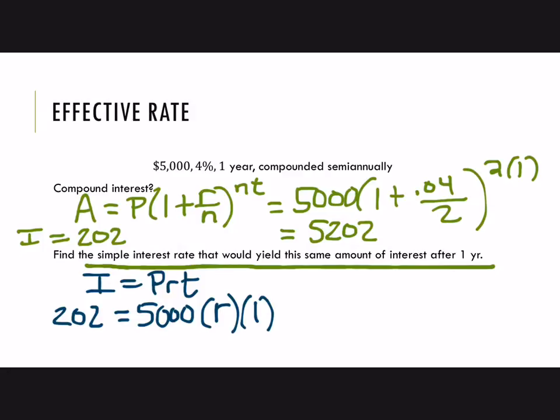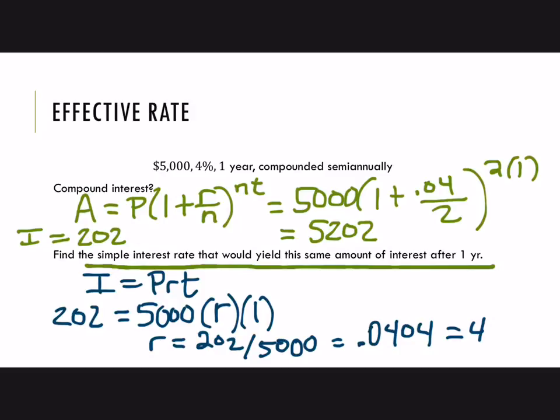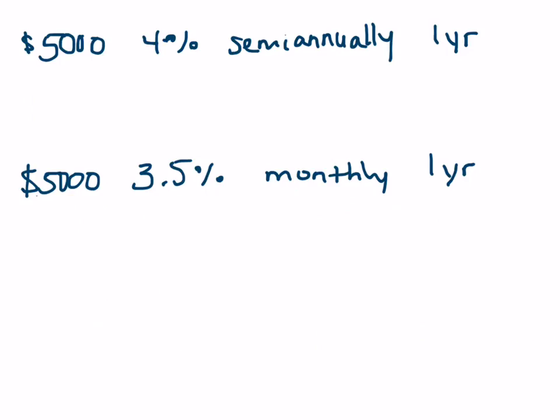Alright, so to solve for R, divide by 5,000. And let's see, that looks like 0.0404. So a rate of 4.04%. So the effective rate is 4.04%.